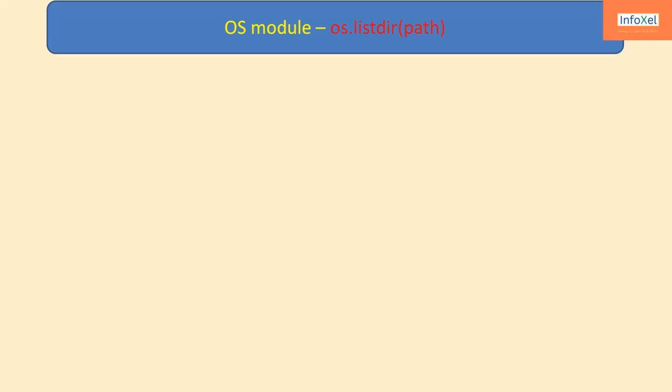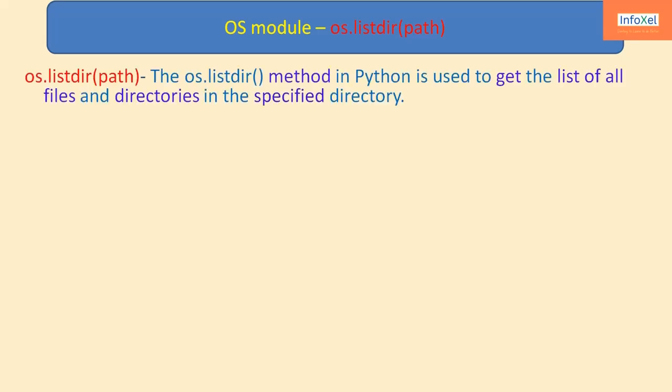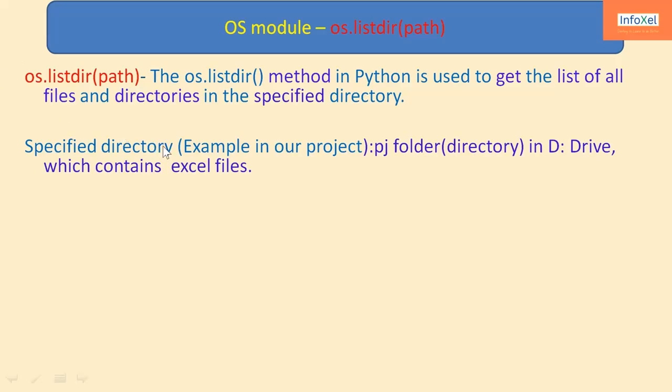Now we'll look at one particular function of the OS module, os.listdir. os.listdir is a method or function in Python which is used to get the list of all files and directories in the specified directory. Example, in our project, the pj folder in the D drive contains Excel files. This pj folder is the specified directory.